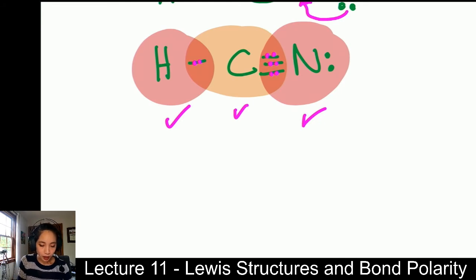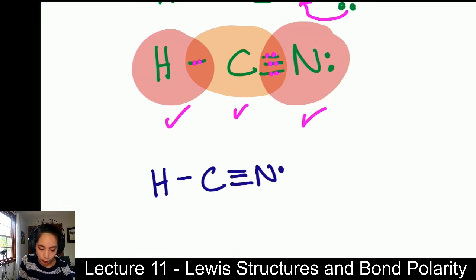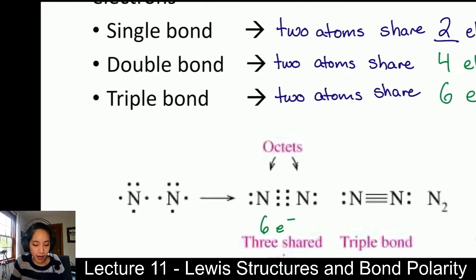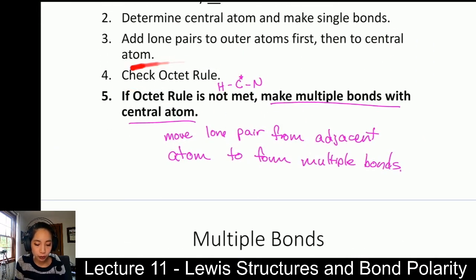So let me just redraw this without drawing all those electrons. This would be the Lewis structure for HCN. When the central atom is deficient in its octet, you need to form multiple bonds. That's this last step here where it says, check your octet rule. If that central atom's octet is not met, you need to start making multiple bonds with the central atom. And in order to do that, you need to move lone pairs, maybe more than 1 or 2, from the adjacent atom to form multiple bonds with the central atom.